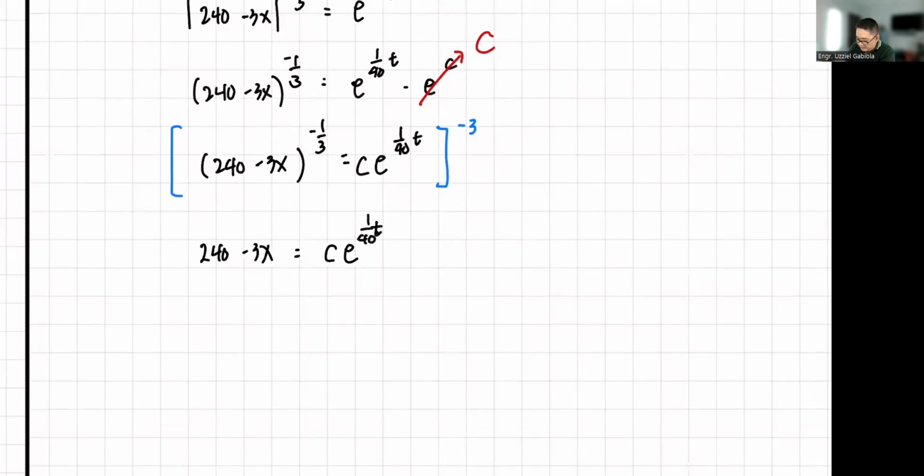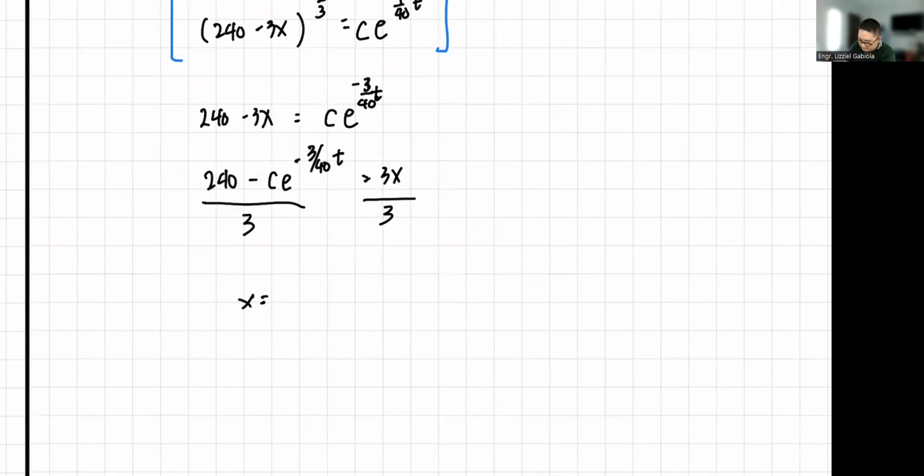So pag naka-raise siya ng negative 3, magmumultiply na yun. Okay? Then para makuha si x, we will have 240 minus C e^(3/40 t) is equals to 3x. Then divide both sides by 3. So x will be equals to 80 minus C over 3, is just C lang, e^(-3/40 t). And anong papansin nyo dito?